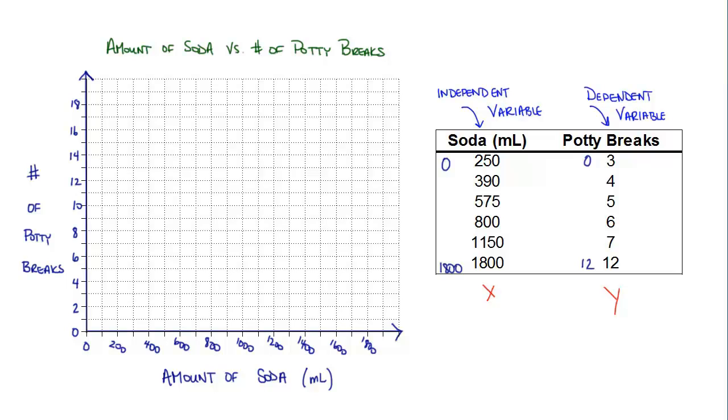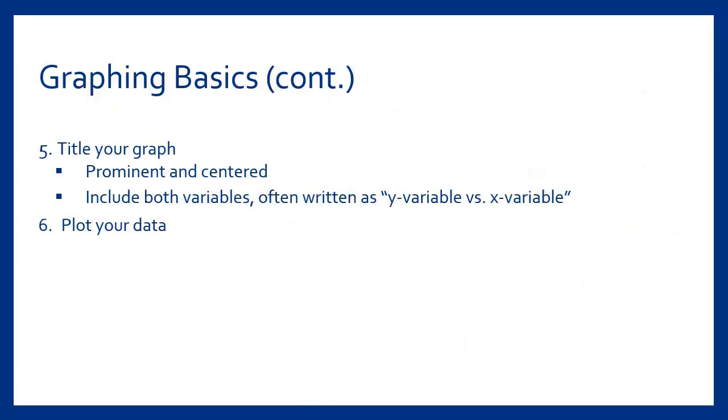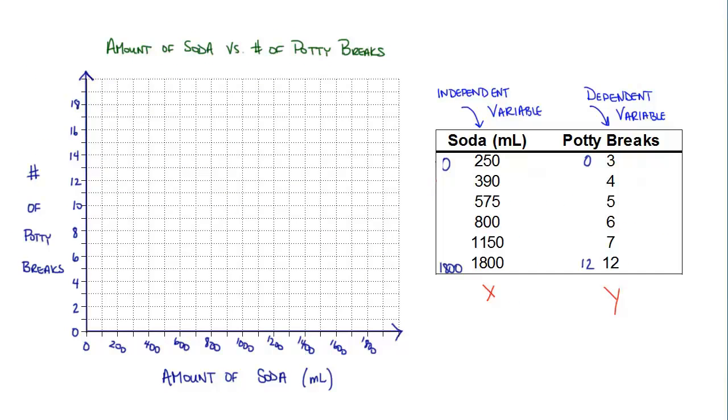The next thing you need to do is plot your data. So each piece of information gets 1 dot. So the amount of soda I drink, 250 milliliters, goes with 3 potty breaks. 390 milliliters goes with 4 potty breaks. 575 milliliters goes with 5 potty breaks. 800 milliliters goes with 6 potty breaks.